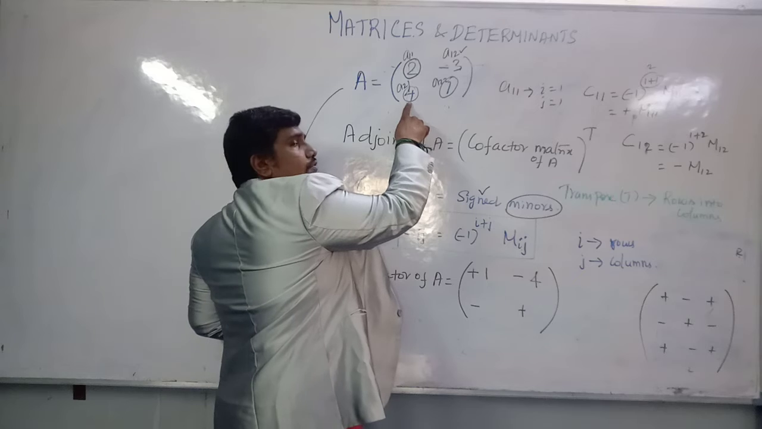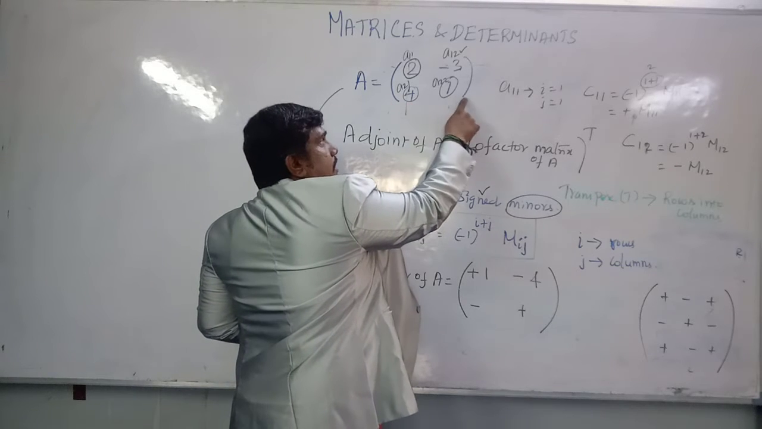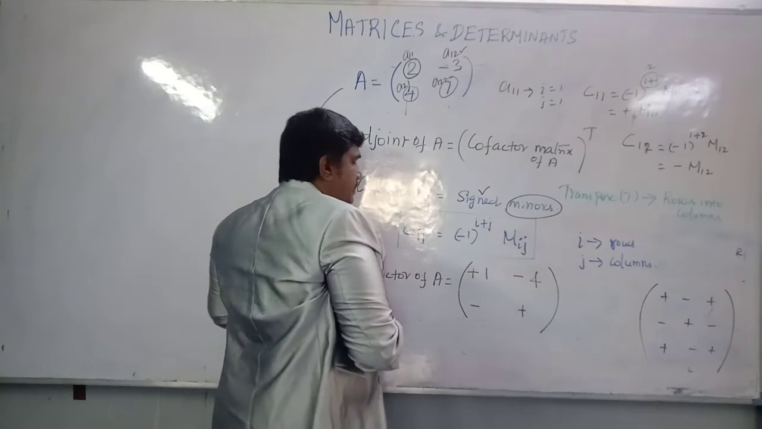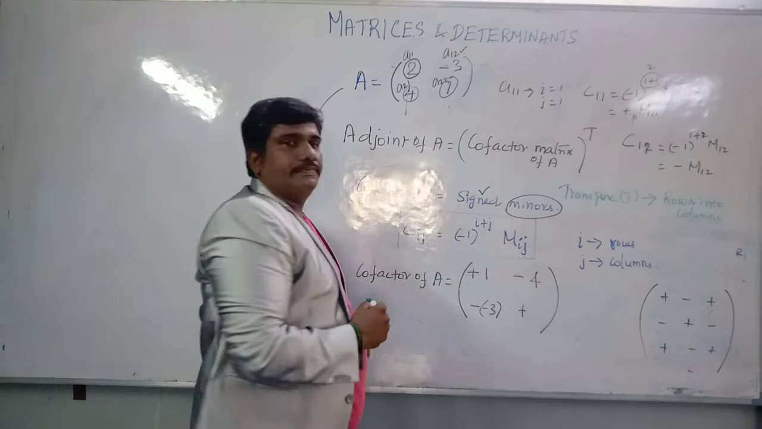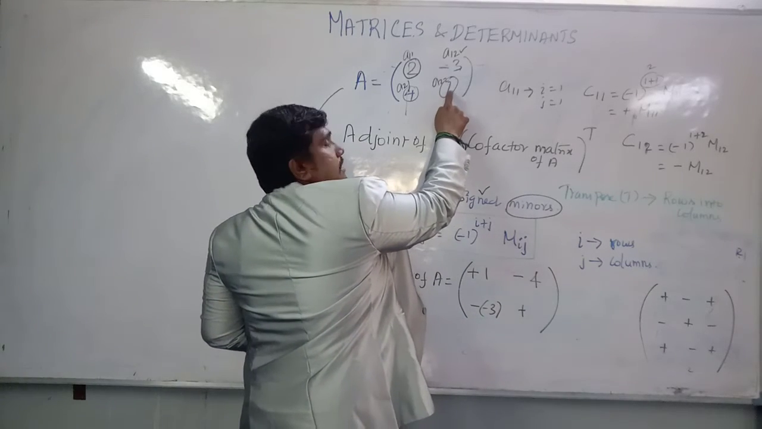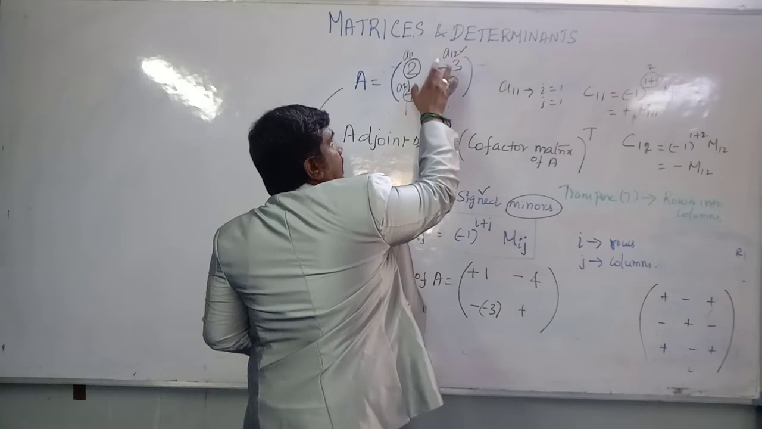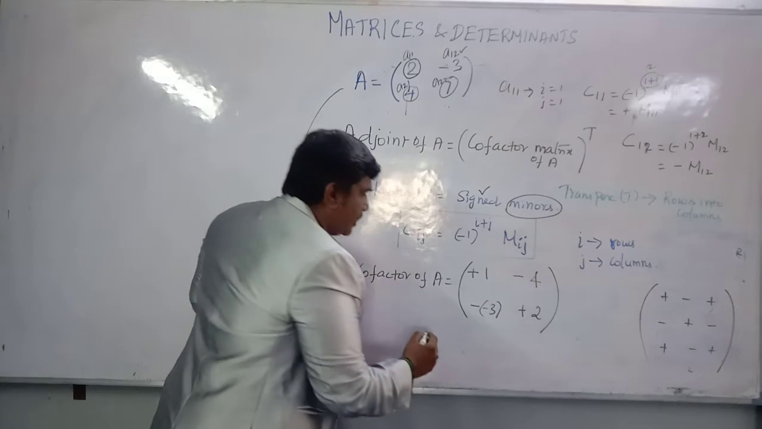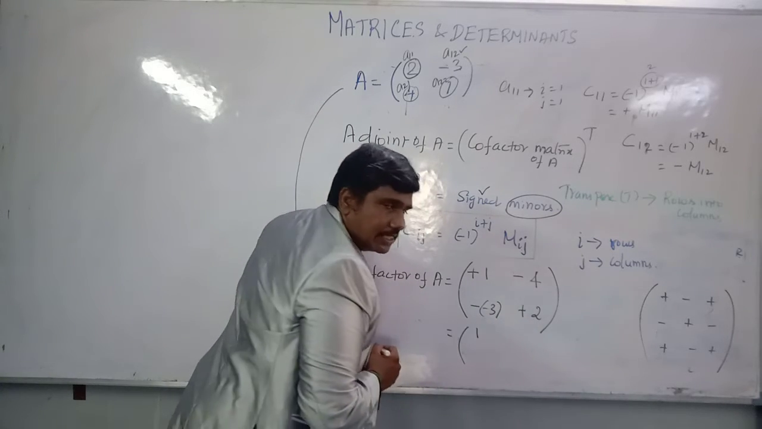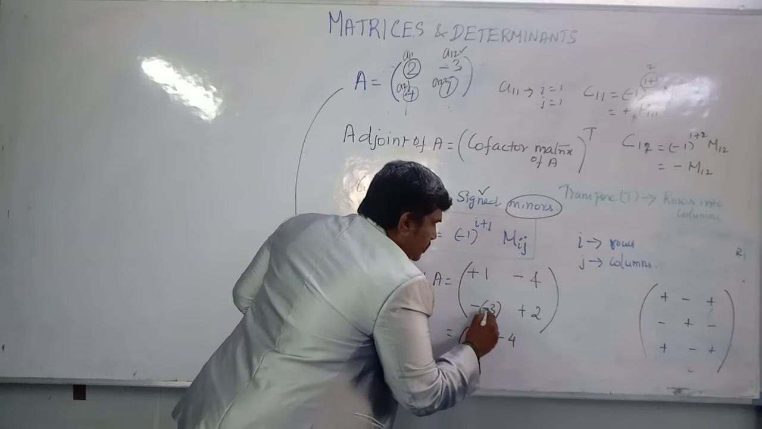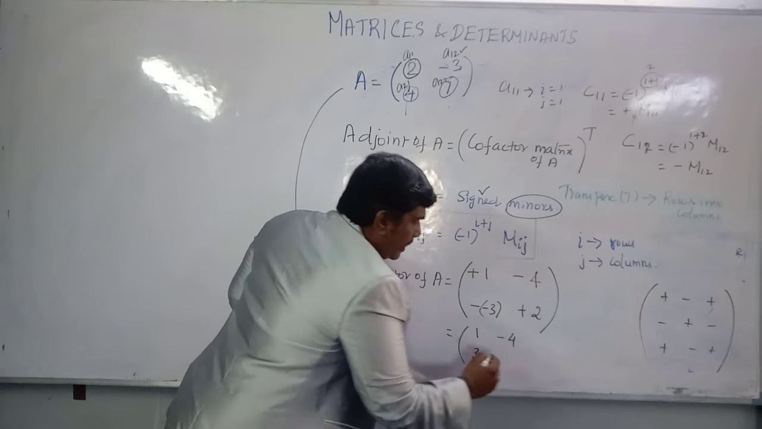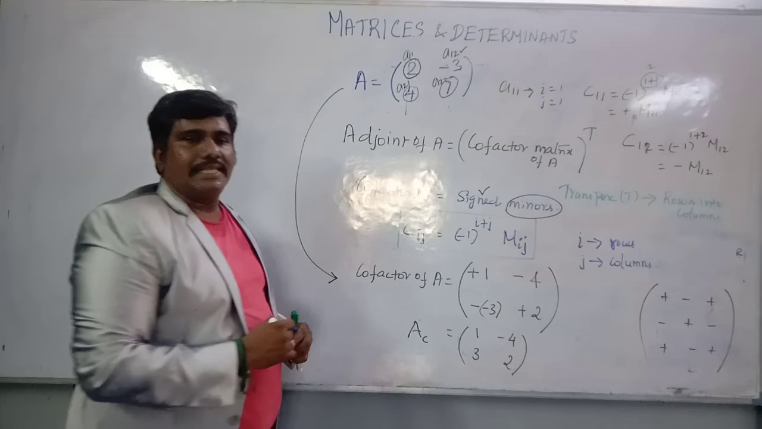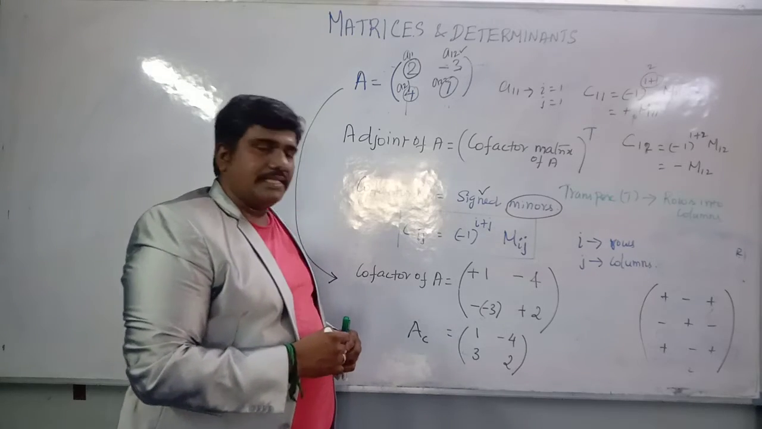Similarly, for 4, it is in the second row and first column. When you hide these, you get minus 3, so you put minus 3 here. For 1, it is in the second row and second column. You hide these, and what remains is 2. I am just rewriting this: plus 1 you can simply write as 1, and minus 4. Here minus of minus 3 becomes plus 3, and we have plus 2. So this is the cofactor of A, which I represent with the notation A suffix C.